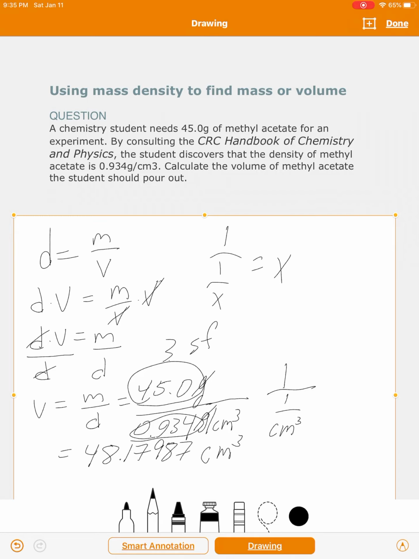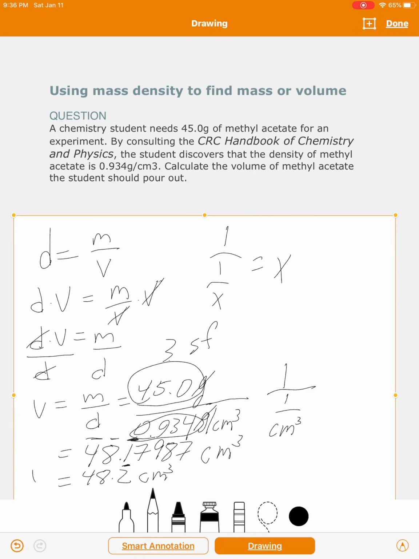So what you do is you start on the left. That's 1, that's 2, that's 3 right there. So this 1 would be the last digit, but the number that comes after it is 5 or greater, so we round it up to a 2. So that's 48.2, and then we've already decided that our units are centimeters cubed. And that'd be our answer.